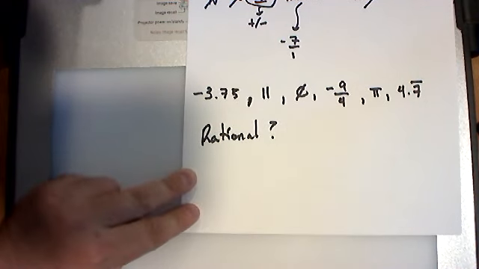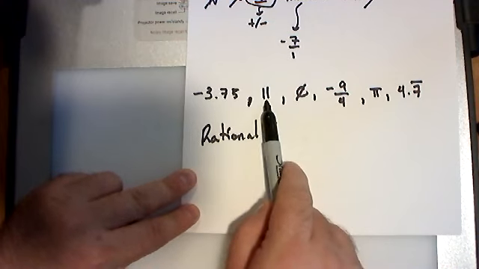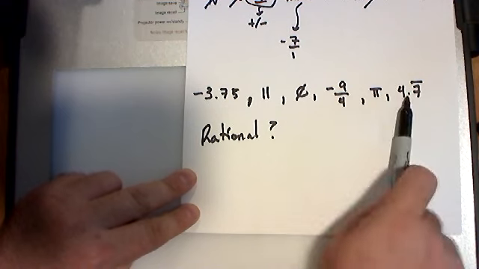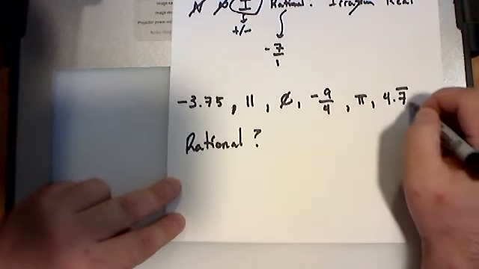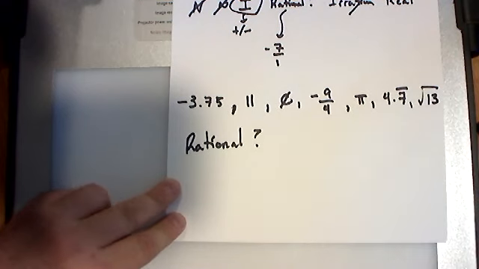So go through and think about each one. Is that rational? Why? Is that rational? Why? This one, this one, this one, this one. Are they rational? Why? Let's throw one more on there, actually. Let's do square root 13.